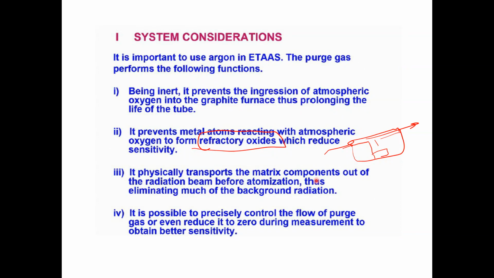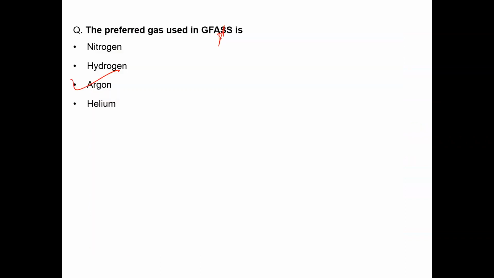Or you can easily control the flow of purge gas. Argon is basically a purge gas. Or you can reduce it to zero during measurement to obtain better sensitivity, right? So these are four system considerations, or you can say the advantages of using argon gas in this technique.